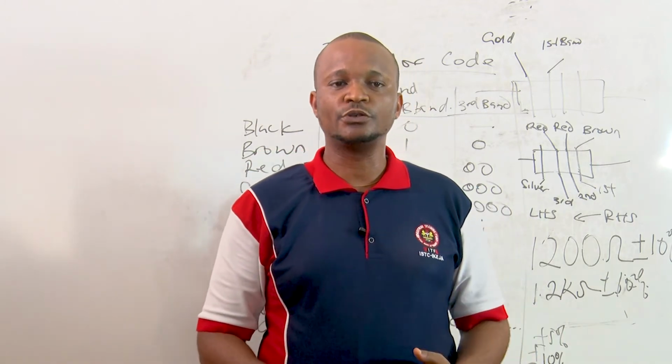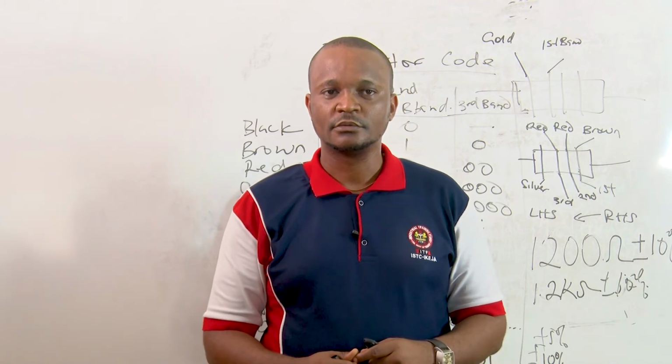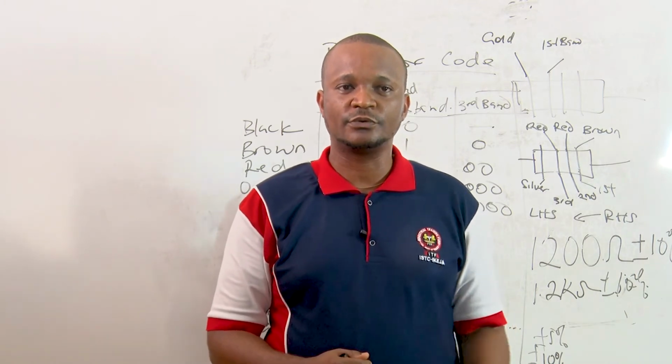I have a practice question for you on the screen. So when you look at your screen right now, you see the practice question. So I want you to write down this. We have the gold, which is the tolerance. We have green, black, and brown. So holding the gold on our right hand, reading from left-hand side to right-hand side, our first color is brown, second color is black, and the third is what? Green. I hope you know the answer now. So the answer is what? 1 mega ohm resistor. So that is the value for that resistor before you.